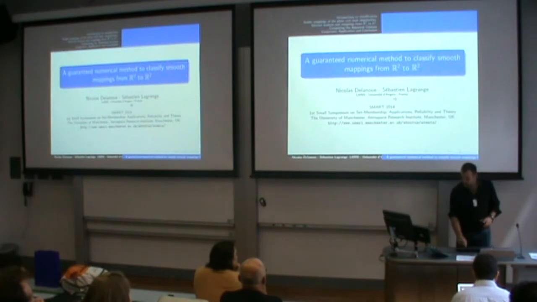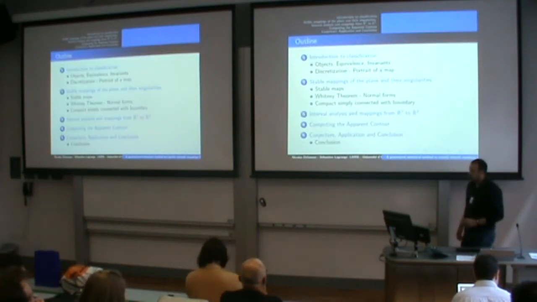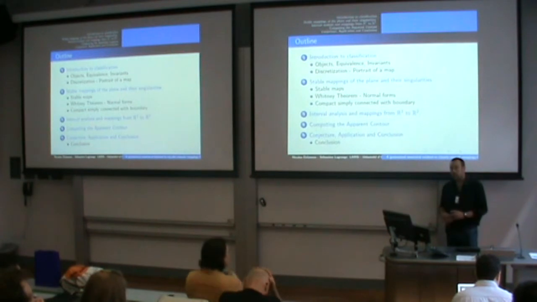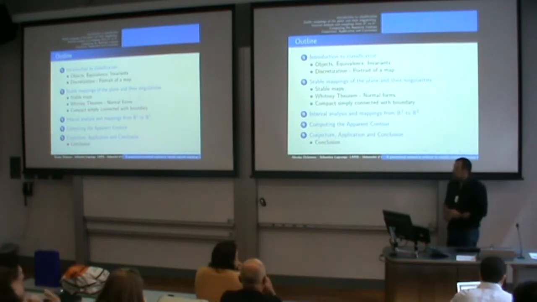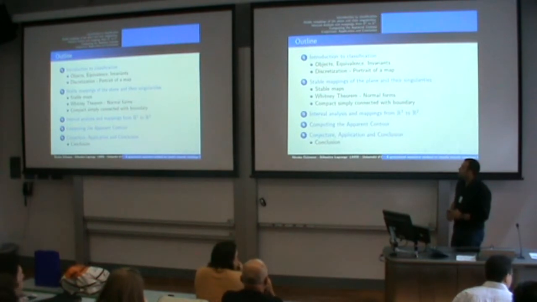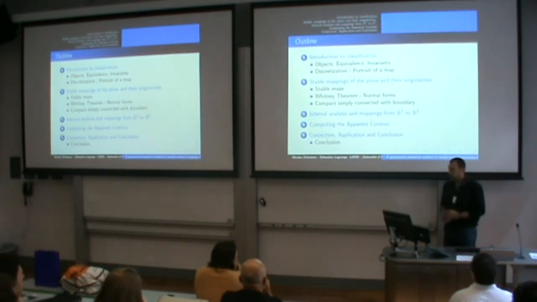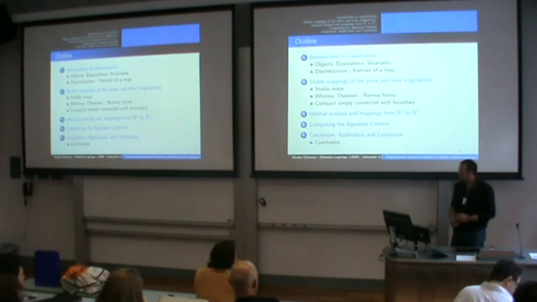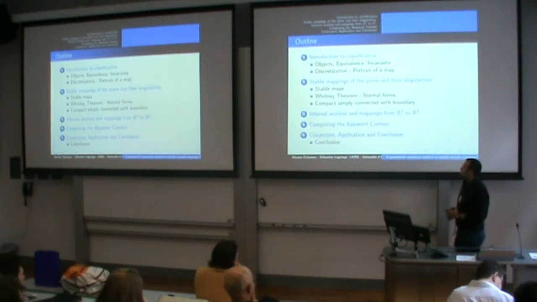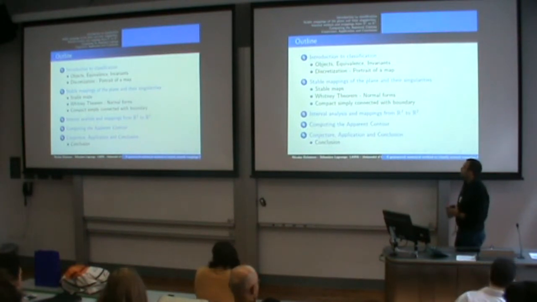So this is the outline of the talk. First, I'm going to give you the general framework, a general introduction to what I mean when I speak about classification. The second part is going to speak about the stable mappings of the plane and their singularities. I'm going to recall a theorem given by Whitney about normal forms. And the third part is going to speak about how interval analysis can be used to compute an invariant.